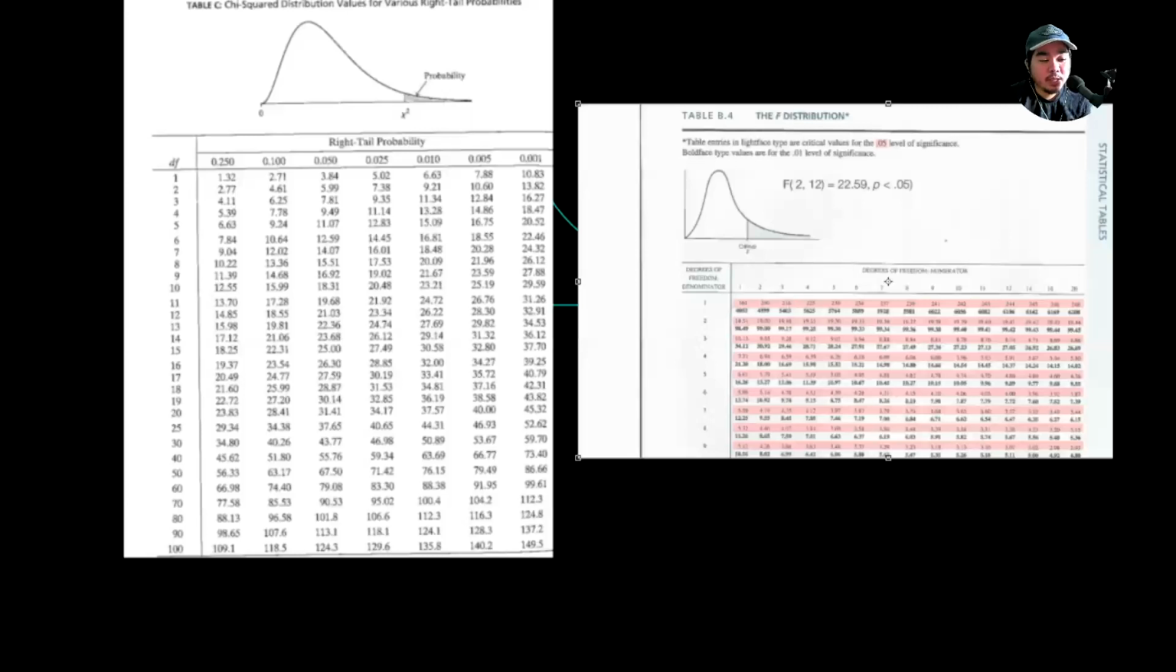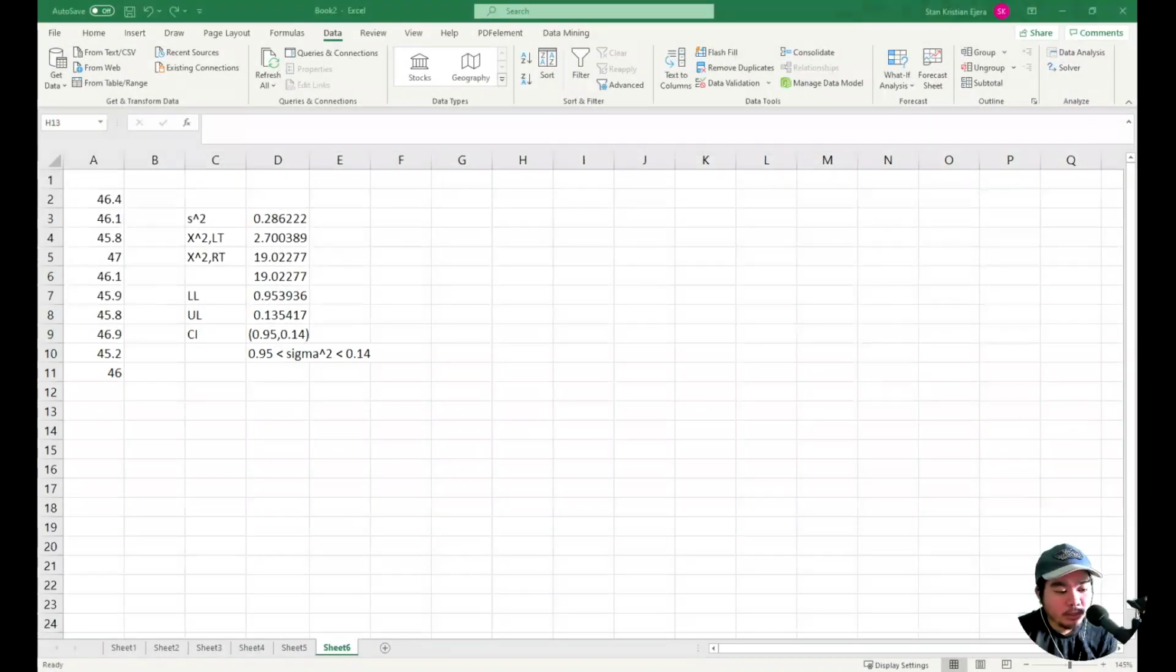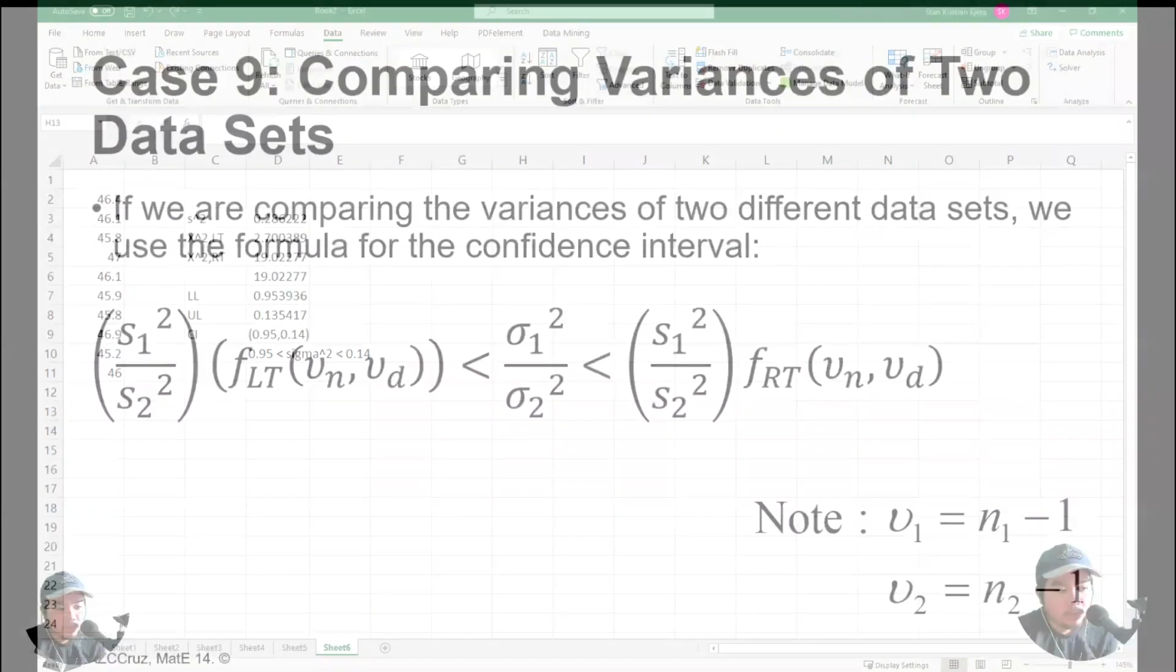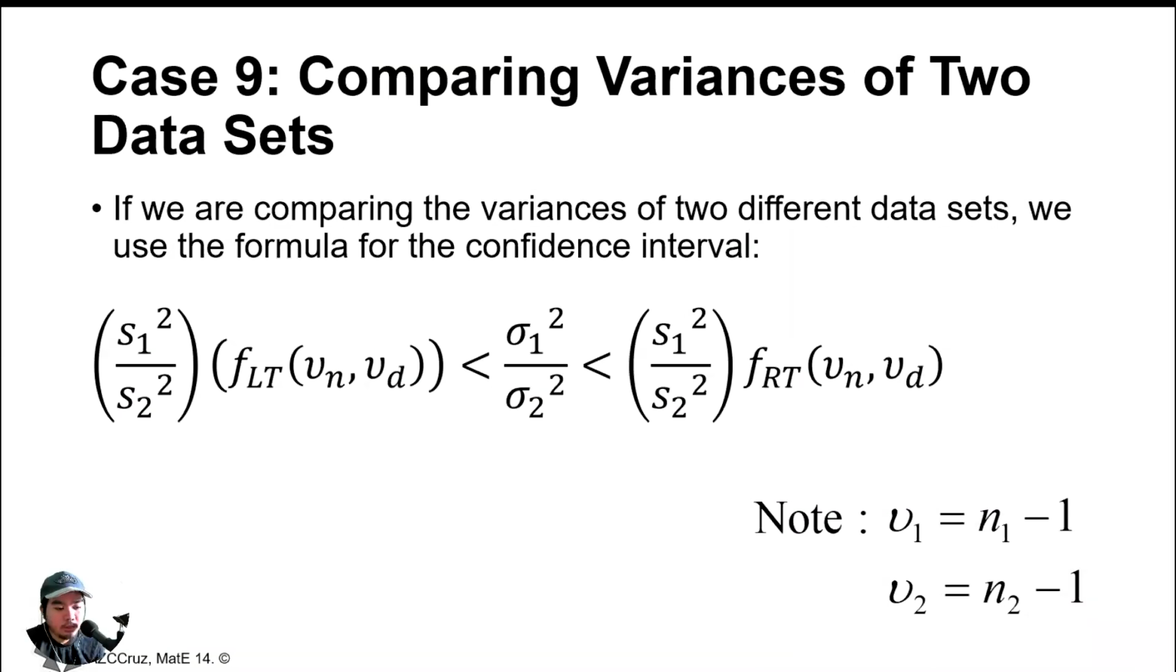Because when we are comparing, remember, sorry, this one. So, this is the numerator and denominator. Sigma 1, data set 1, is the numerator, data set 2 is the denominator. So, whoever is the numerator will be df1. Whoever is the denominator will be df2. Okay? So, this is df.